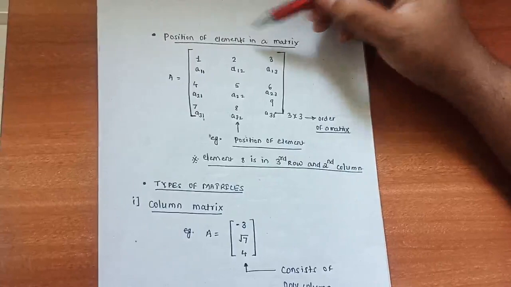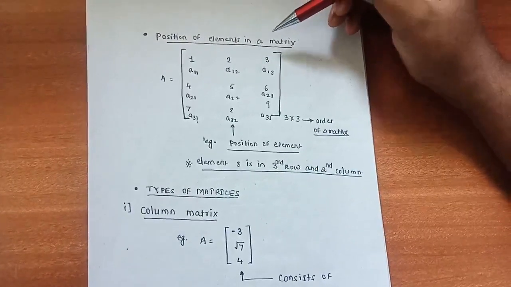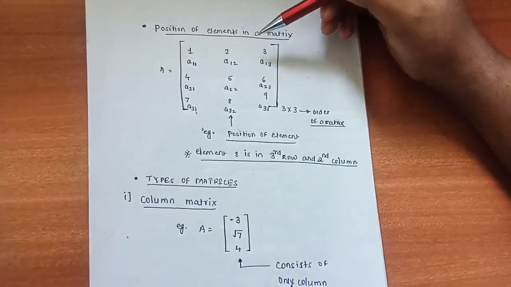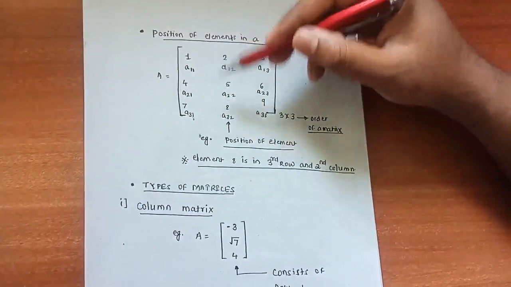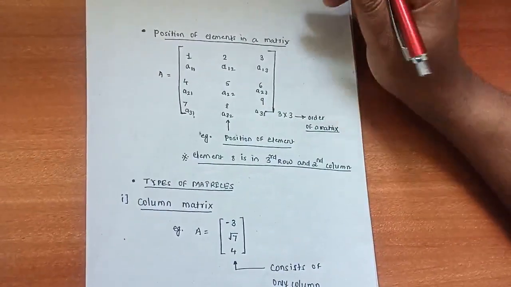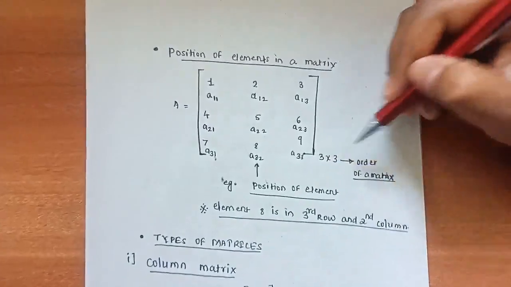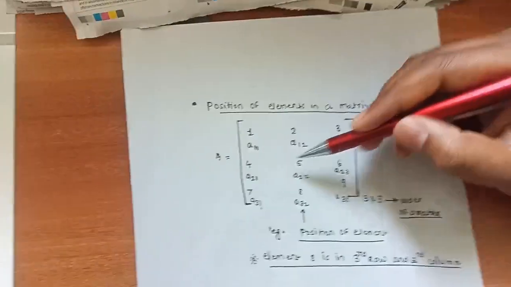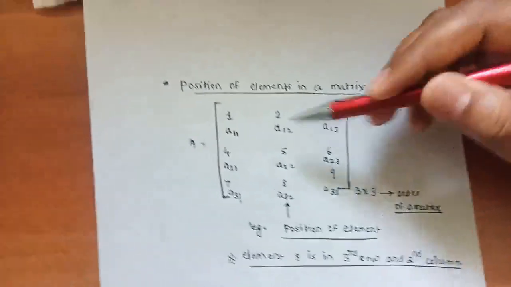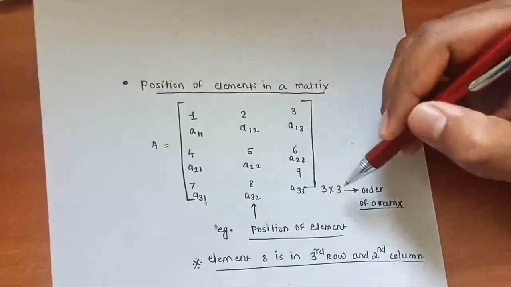Next subtopic is position of elements in a matrix. In the last topic we studied how the number of rows and columns affects the order. So here also at the bottom I have written 3 by 3. That indicates there are 3 rows, that means horizontal arrangement, and 3 columns, that means vertical arrangement.